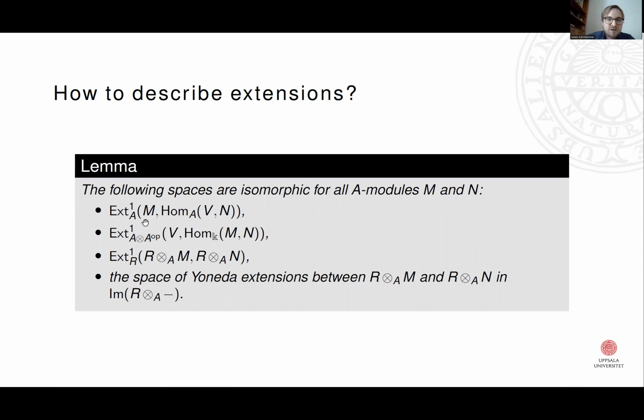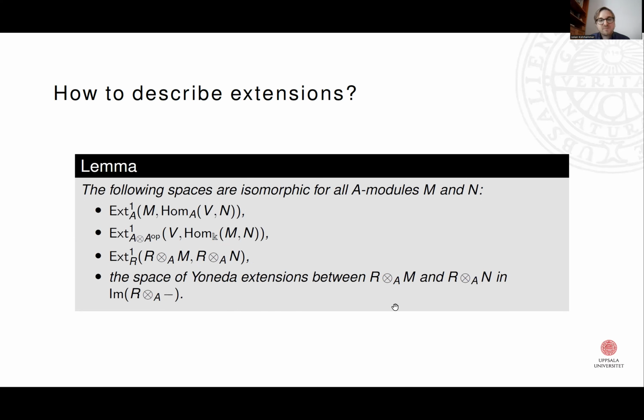One space that you can use to describe extensions is Ext^1 from M to Hom_A(V, N). Then we had another description where we could be looking at A-A bimodule homomorphisms from the coring, and there you have Ext^1 from V to Hom(M, N). The other one is, of course, Ext in the ambient category mod R between the induced modules. And the last one is the space of Yoneda extensions between R tensor M and R tensor N, because this is an exact category, so you can make sense of what Yoneda extensions are.